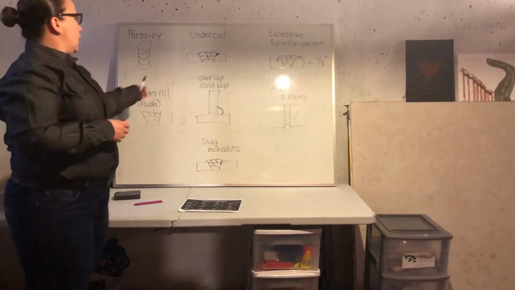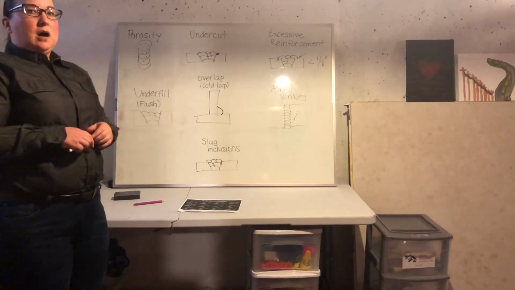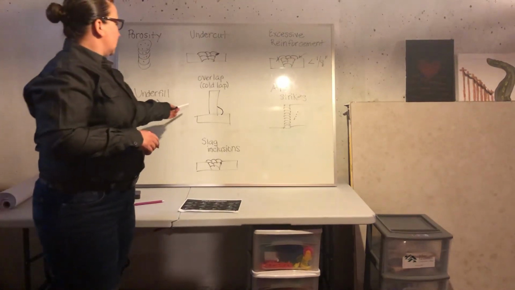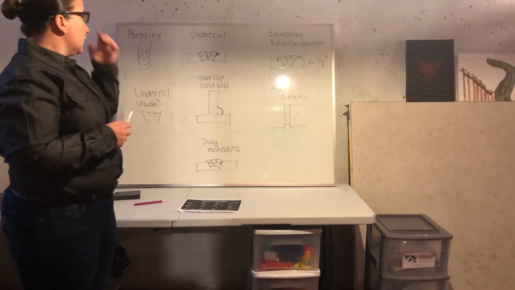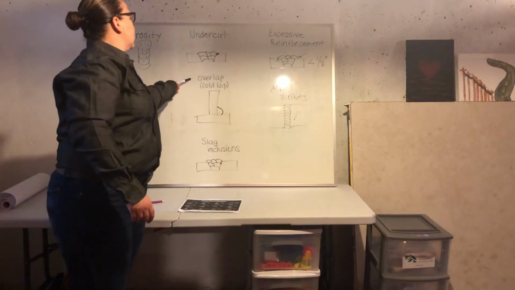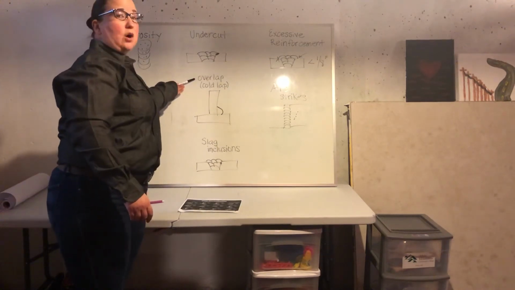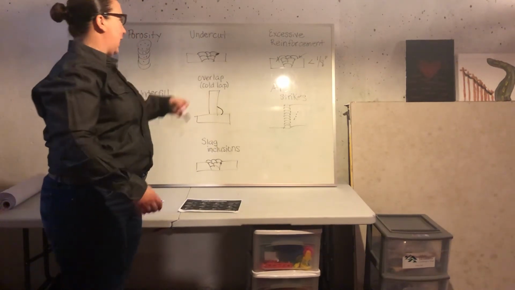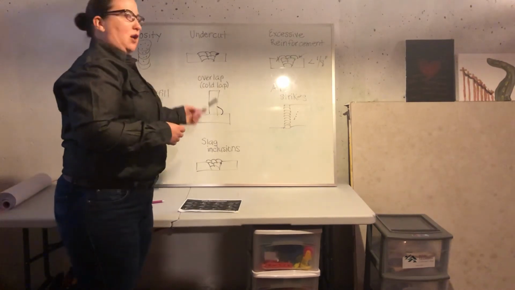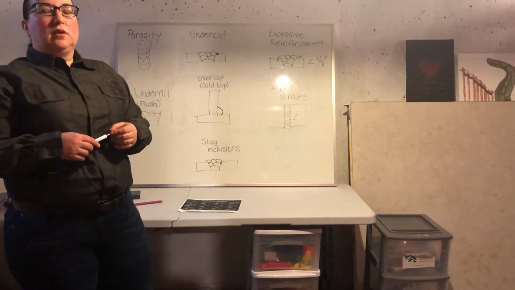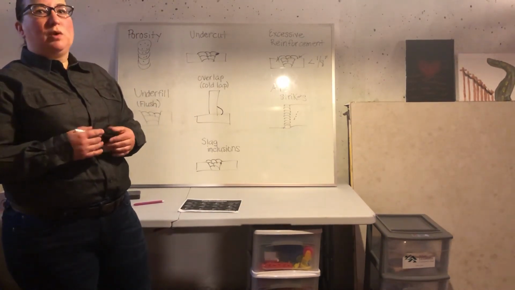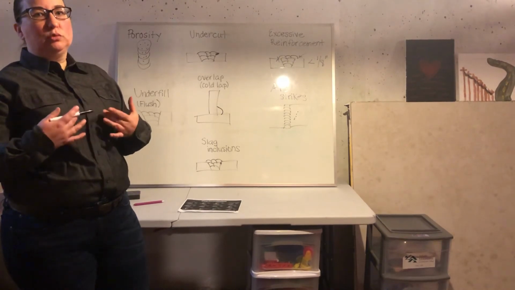Now things kind of change when we get to our T-joints. This here is a T-joint. What I've shown in this one, this discontinuity, is called overlap or cold lap. The reason it's called cold lap, you might guess, is that a lot of it is caused when we're running our amperage too low.